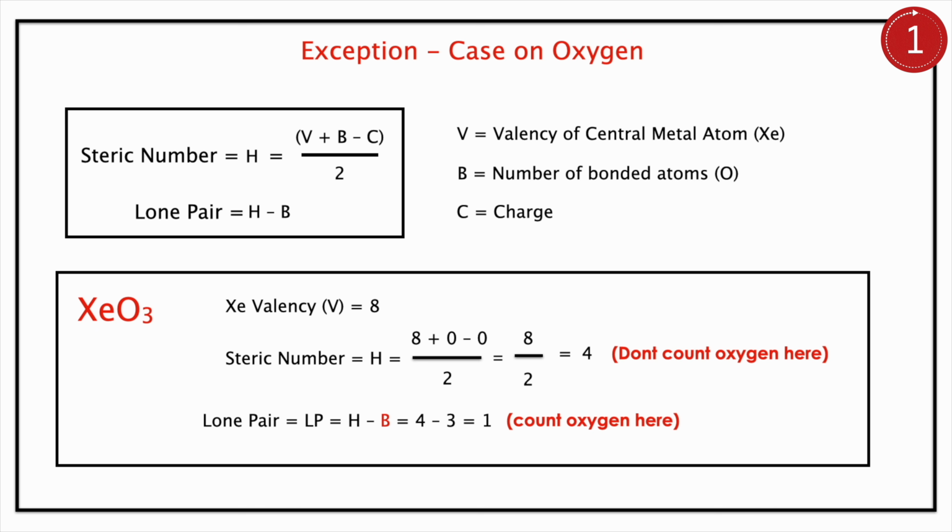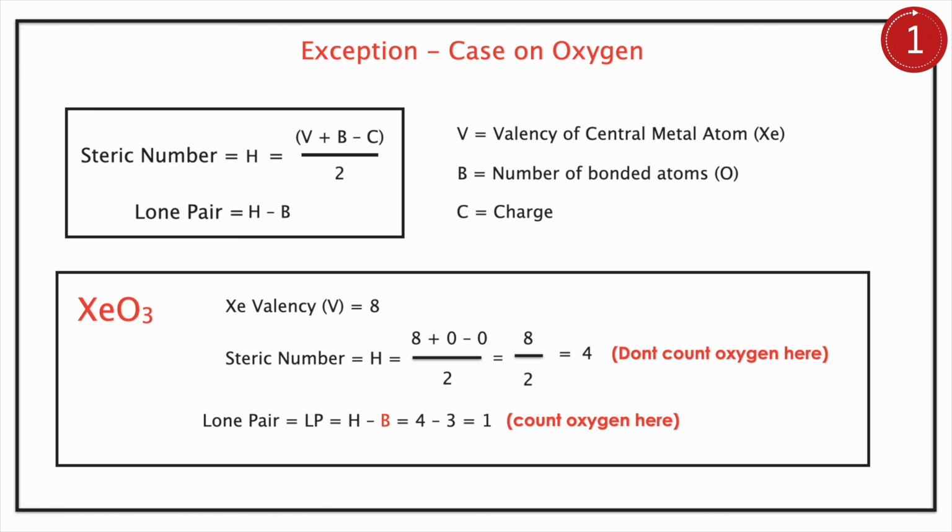Then the important thing, the exception in the analysis, is the case of oxygen. Our formula will be perfect if oxygen is not present. If oxygen is present, you should not count the bonded atom for steric number. Here XeO3 is given as an example. While calculating, the valency of xenon is 8, it is an octet inert gas, and bonded atoms should count as 0, not 3. So if you do it, 8 plus 0 minus 0 divided by 2, meaning 8 by 2, gives 4. Don't count the oxygen here.